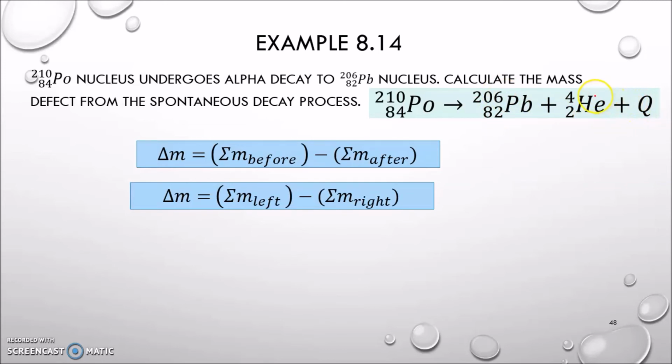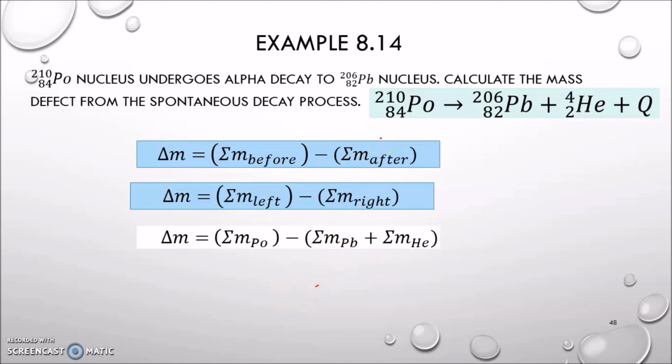So to find the mass defect, we can use this equation. On the left side, or before, we have polonium. And on the right side, or after, we have the mass of lead plus the mass of helium, or the alpha particle. So let's say the mass is given in the equation.